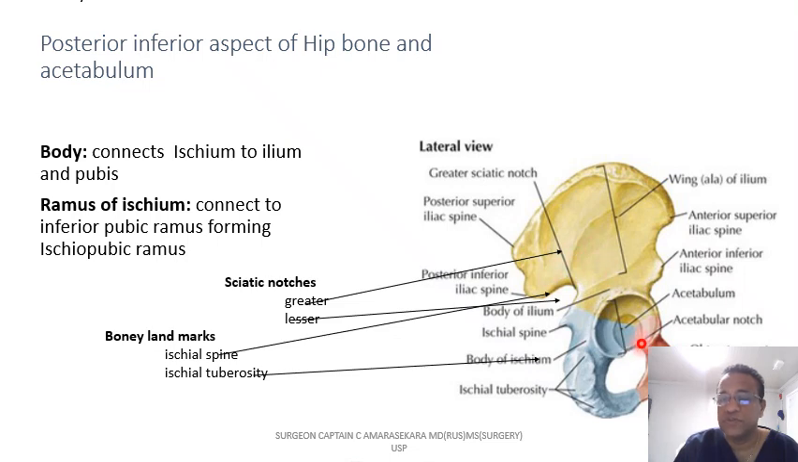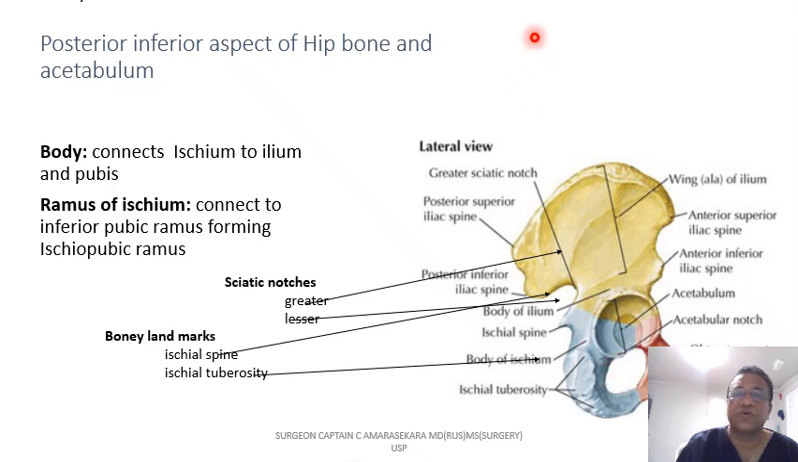ilium and pubis to form this socket called acetabulum. So it's making the acetabulum. So then the ramus of the ischium, this is ramus of the ischium joined with the inferior pubic ramus to form the obturator foramen.